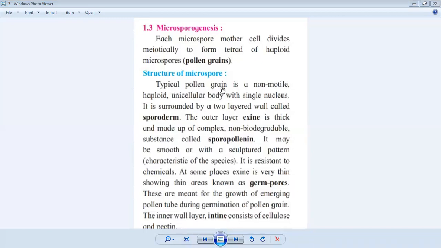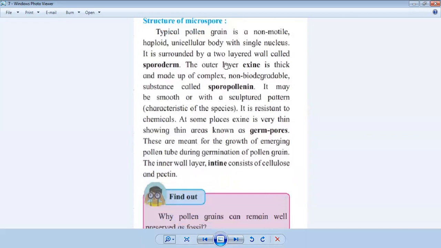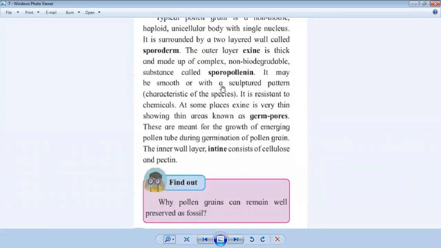Structure of microspore. A typical pollen grain is a non-motile haploid unicellular body with a single nucleus. It is surrounded by a two-layered wall called the sporoderm. The outer layer is exine, the inner layer is called intine. The outer layer is made up of a non-biodegradable chemical substance called sporopollenin. It may be smooth or with a sculptured pattern. It is resistant to chemicals. At some places, exine is very thin, showing thin areas known as germ pores. These are meant for the emergence of the pollen tube during germination of pollen. The inner wall layer, intine, consists of cellulose and pectin.